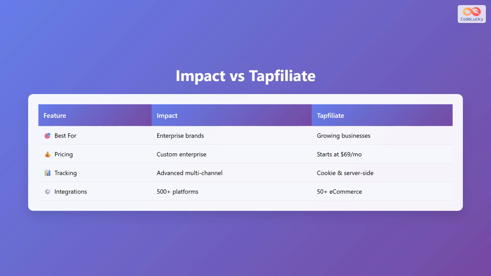Let's compare 2 popular options, Impact and Tapfiliate. Impact is best for enterprise brands with large-scale affiliate programs. It uses custom pricing tailored to your needs, offers advanced multi-channel tracking, and integrates with over 500 platforms. Tapfiliate, on the other hand, is ideal for growing businesses. It starts at $69 per month with no long-term contracts. It supports both cookie and server-side tracking methods and integrates with over 50 e-commerce platforms. The key difference is that Impact provides more advanced features and customization for large enterprises, while Tapfiliate offers affordability and ease of use for growing companies.